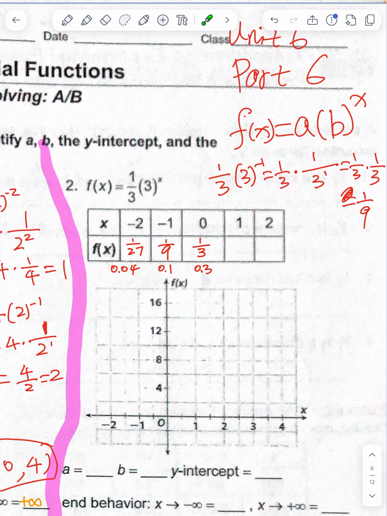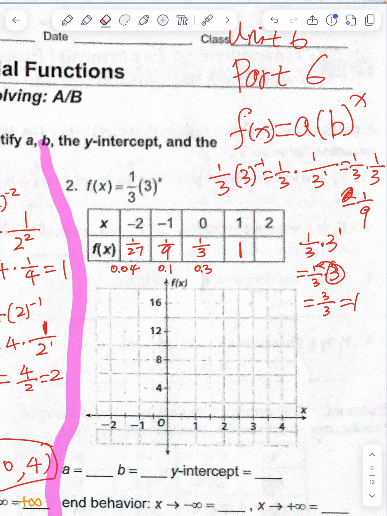Okay, next one. When x equals 1. 1/3 times 3 raised to the first power. First power is just 3. So 1/3 times 3. The whole number goes to the top, multiplied by the top number. So 1 times 3 is 3. 3 over 3, that's 1. So this is a 1.